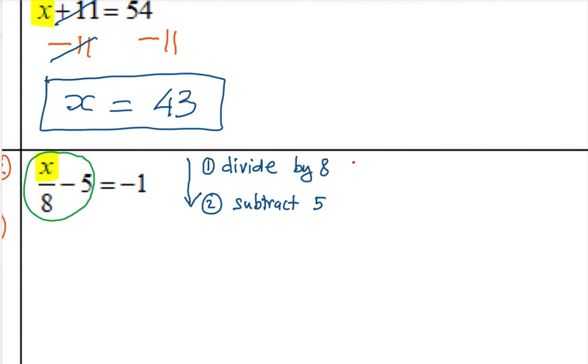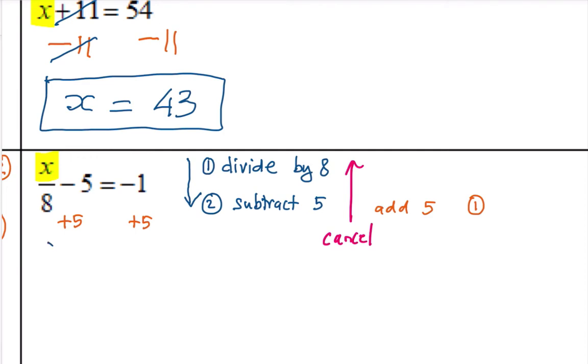So when I would like to cancel it, I have to go backwards. So we are going to first add 5 to both sides of the equation, on the left hand side and on the right hand side, and that way on the left hand side we end up with x over 8 only, because the subtract 5 is cancelled by adding 5. And then on the right hand side we have negative 1 plus 5 is positive 4.